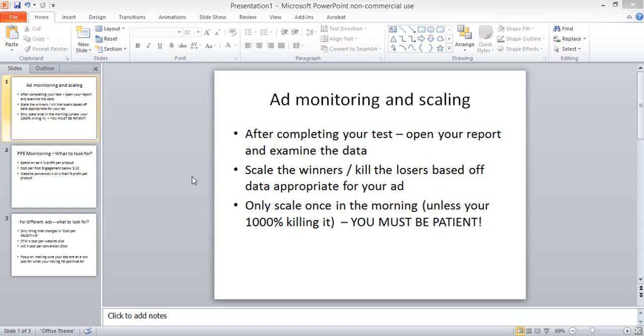Basically, you have to monitor the ad depending on the ad you are running, and it changes from a PPE ad to a click to website ad to a web conversion ad. We'll talk about that a little more. And only scale once in the morning unless you're 1000% killing it. My rule here is you must be patient.